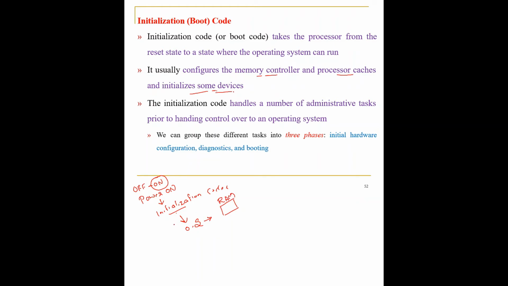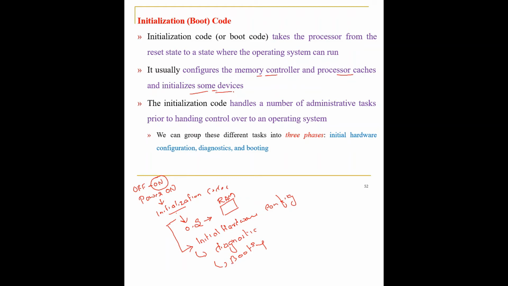Once the initialization code has been run, we can categorize the phases into three phases. The first one is called initial hardware configuration. We'll check this out in the next slide. The second one is called diagnostic. The last one is called booting. Booting is a process in which the operating system is taking over. So these are the things that have to take place before you turn on the system: first the initial hardware configuration, second diagnostic, and the last one booting.